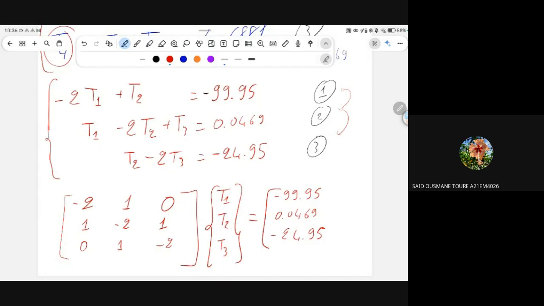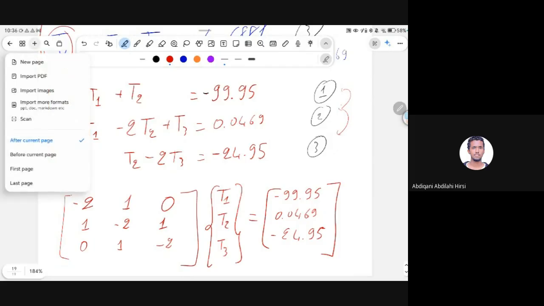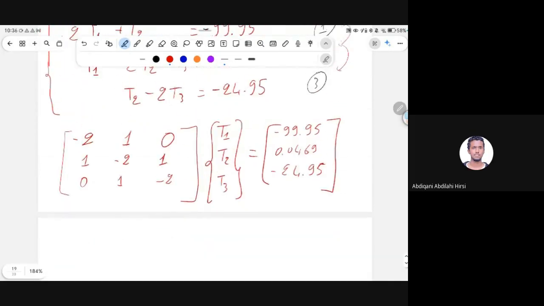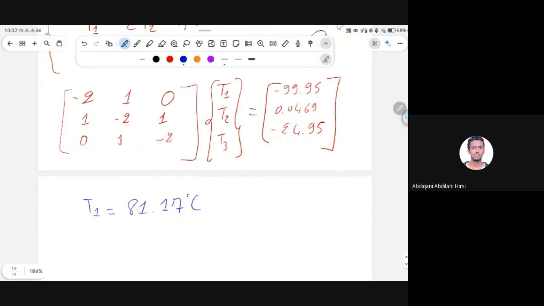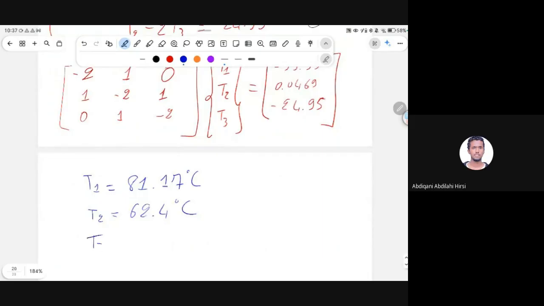Can you guys calculate it? You know how: simultaneous equations. So what do we get? For the first one I got T1 equals 81.17. Okay, perfect. For T2, 62.24. And then for T3, 43.67.